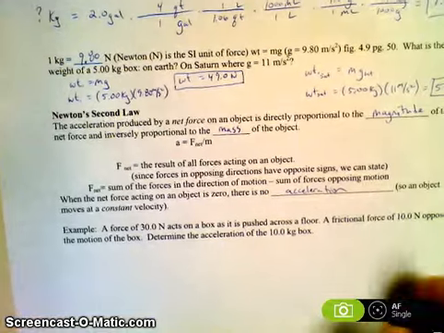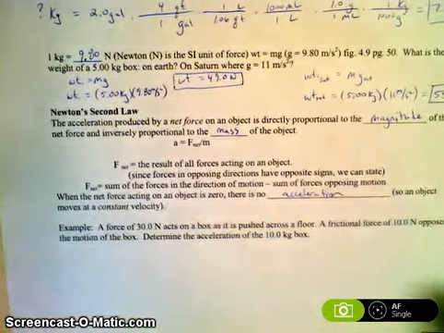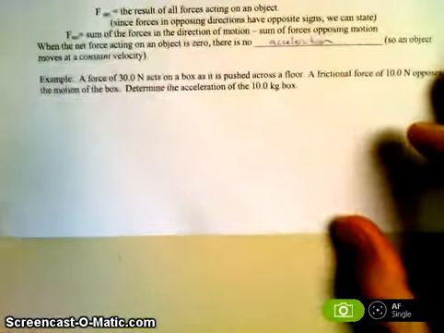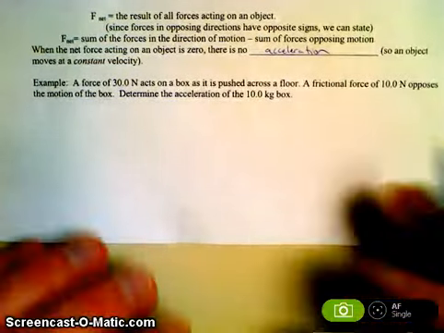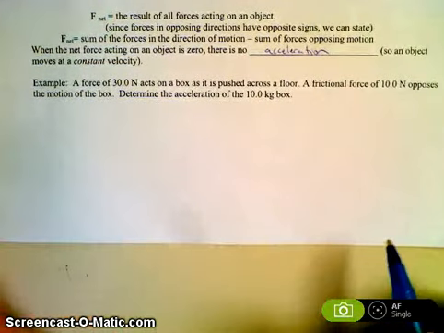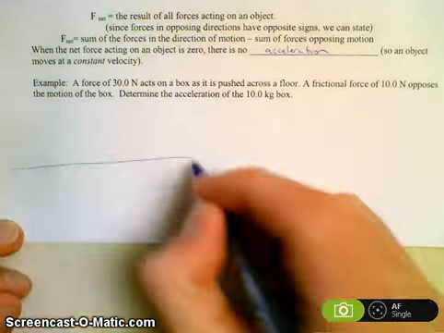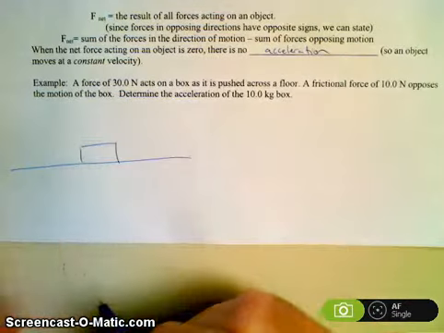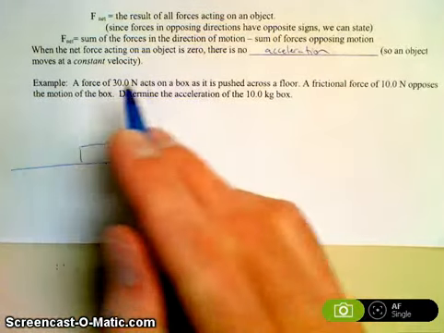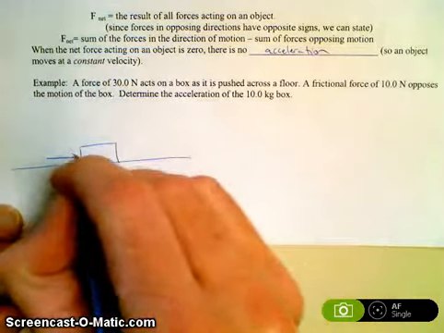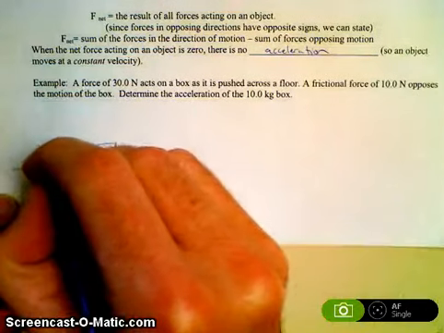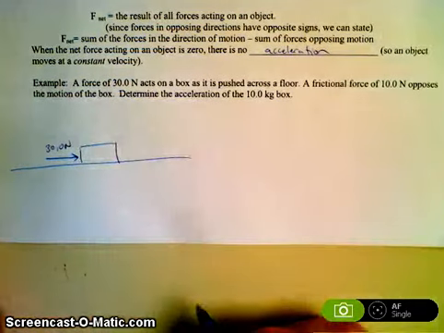So let's look at our first example here. We have a force of 30 newtons acting on a box as it's pushed across the floor. I always draw pictures. I recommend that you draw pictures for everything. They don't have to be great. I'm not an artist either. So there's my box. I'm going to put 30 newtons acting on it. So I'm going to draw an arrow for a force vector, and I'm going to put 30.0 newtons acting on it.